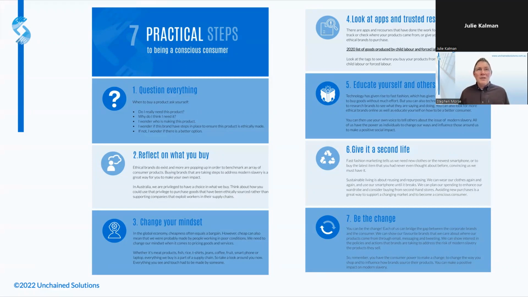So the question is, when you come to a product, you might like to ask yourself, do I really need this product? Why do I think I need it? Who is making this product? Being mindful of what goes into products, although it can be quite a full-time job at times, will actually go a long way to helping you to be much more conscious and responsible.